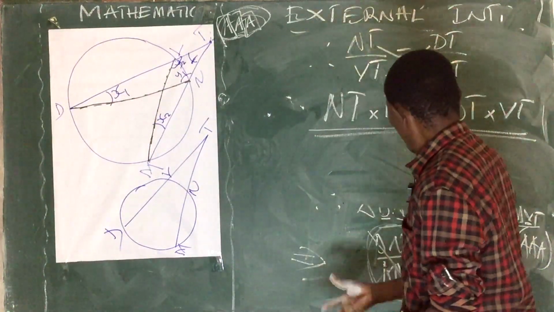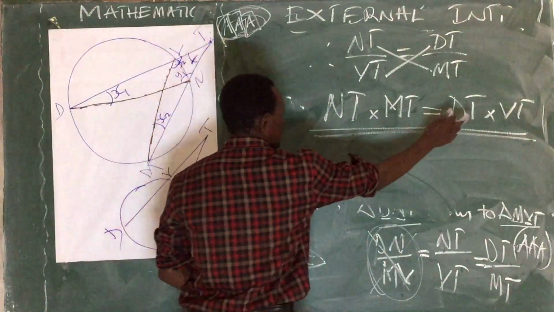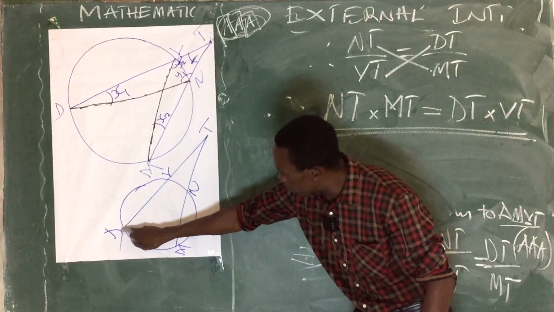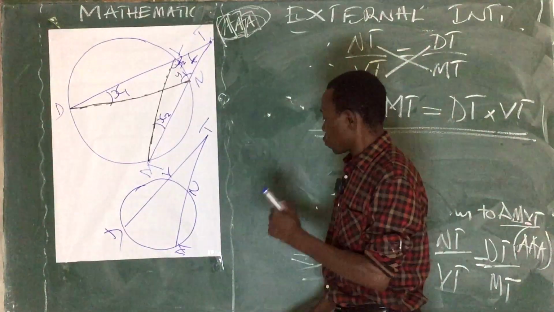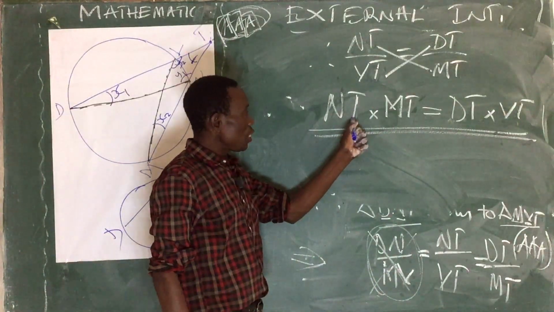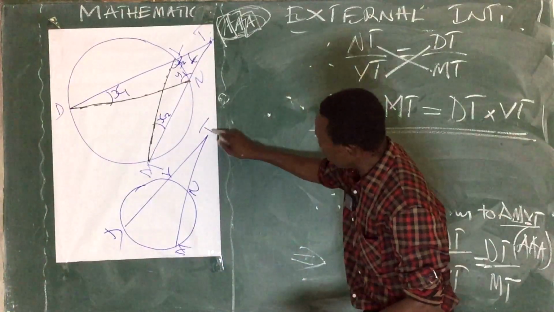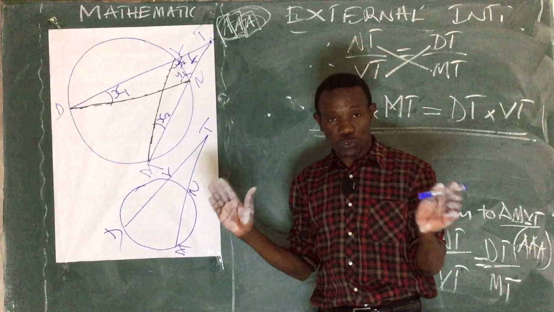You'll be able to appreciate that what we have produced here is that we talk of DT times VT. Look at this one. It will be the whole of this distance here, D to T, multiplied by VT, must be equal to what? NT multiplied by what? MT. So here you look at the MT, longer distance multiplied by what? NT. Right. So this is always true.